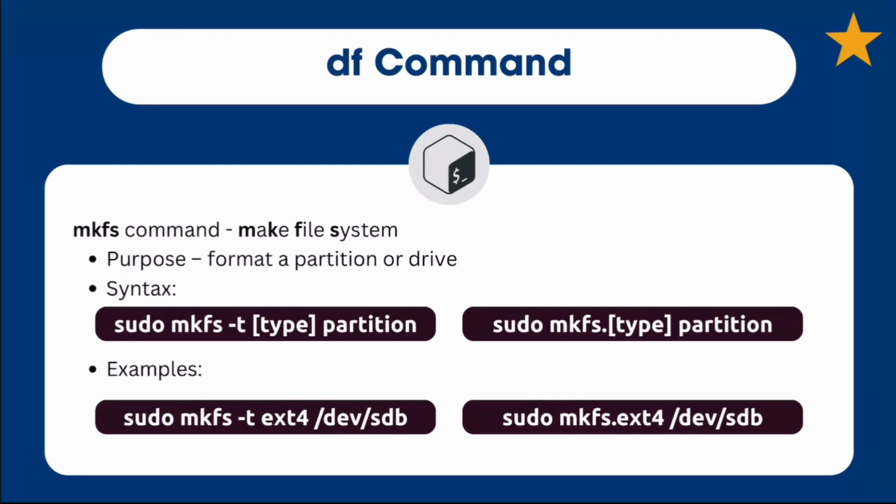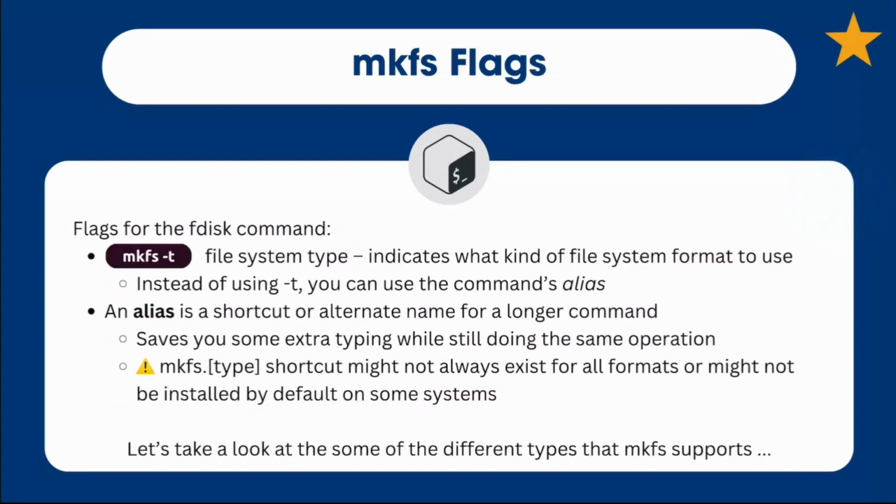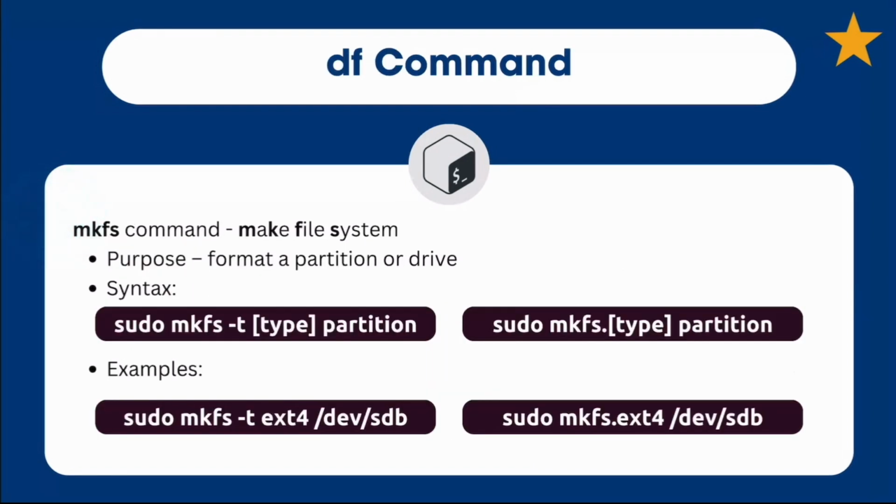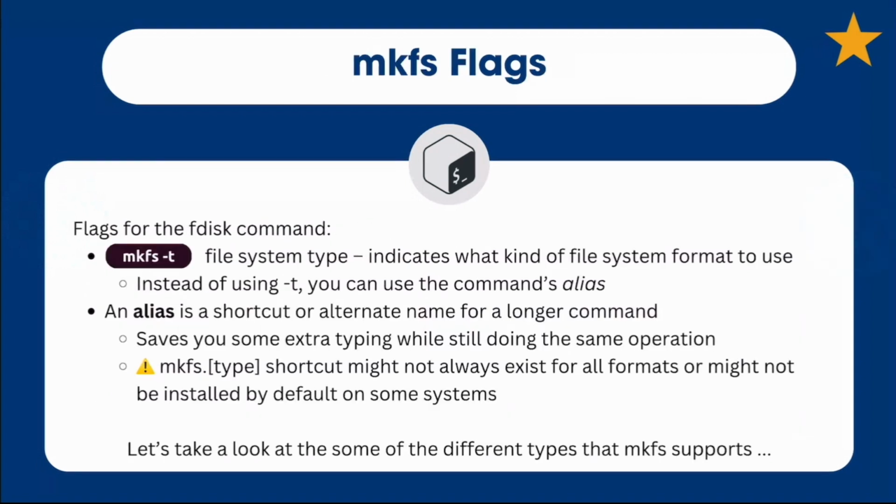There's also a different format for this command where instead of using the flag, you could use a period and then put the type. So for example, if you're formatting to ext4, these commands actually do the exact same thing, just slightly different formats. We'll explore that in the next slide. So yeah, the dash T flag, you do need it so that you can tell the system what kind of file system format it's going to use for that partition. And of course, the argument, can't forget, the argument's the location of that partition, where is it at?